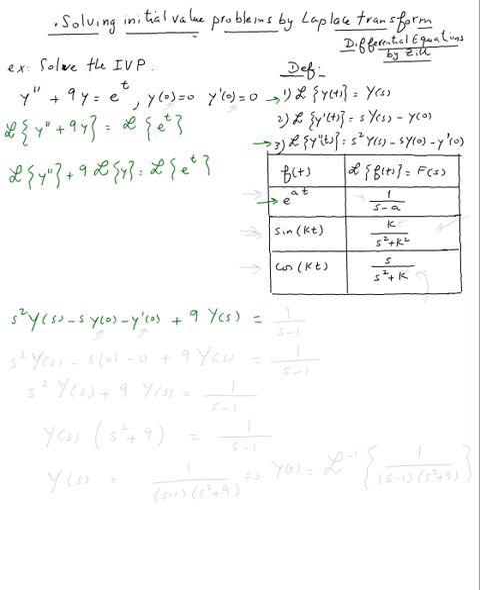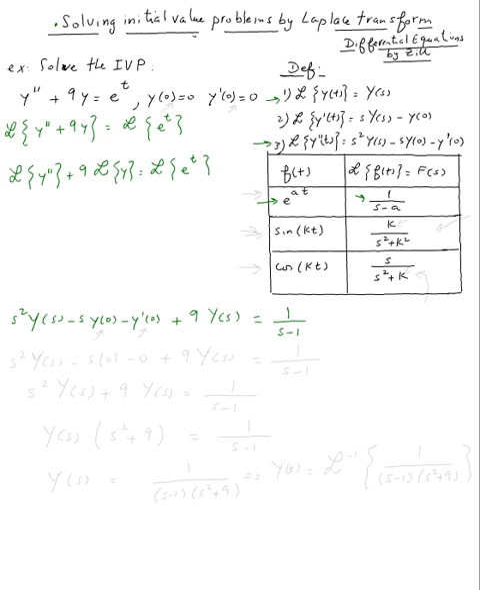We're going to use this column from the Laplace transform table. So it's equal to 1 over s minus a. See, my a happens to be 1, right? So 1 over s minus 1.